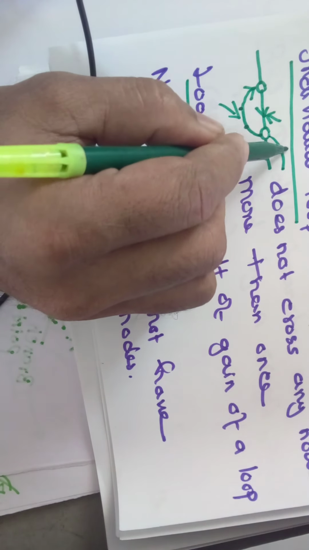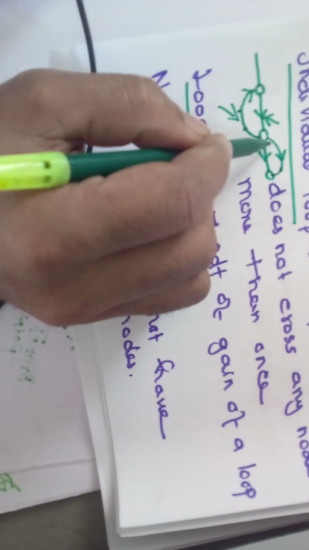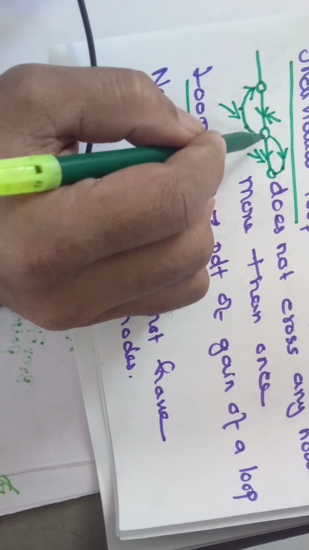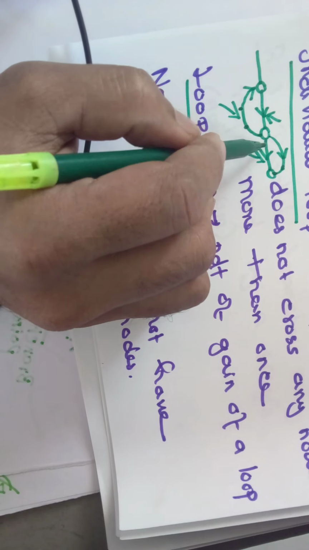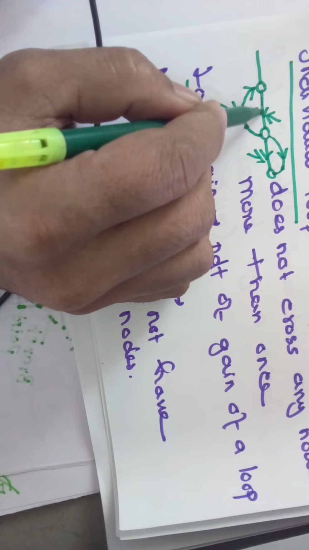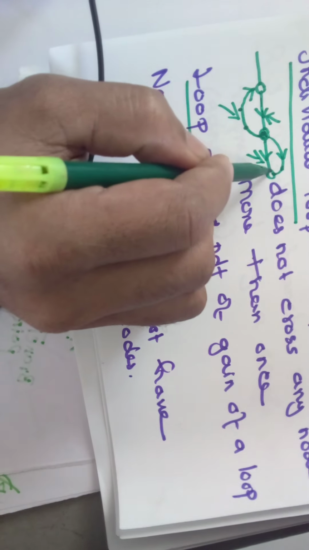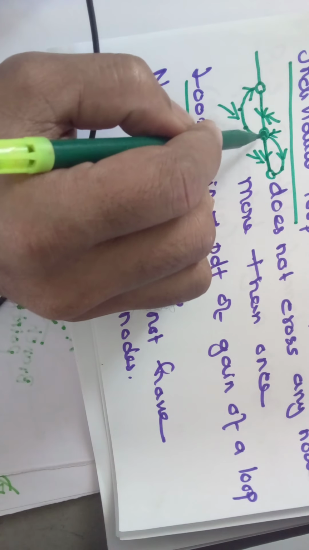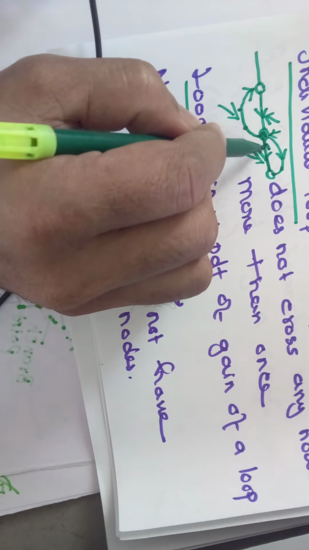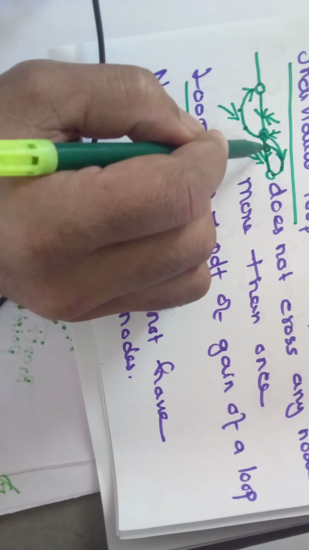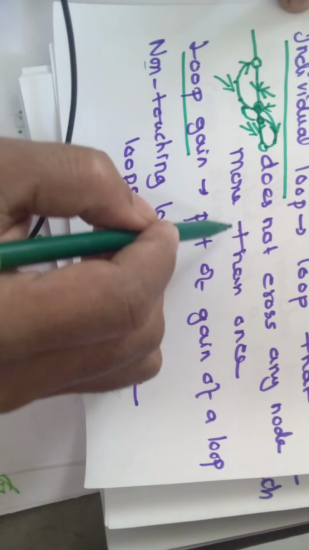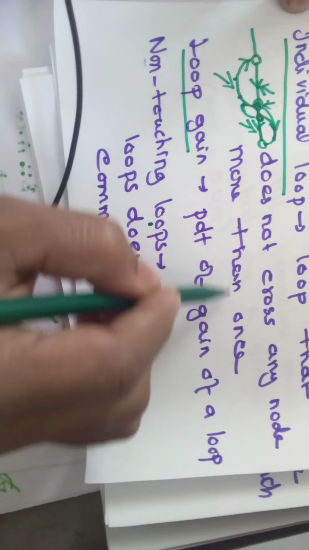Here there may be another loop, right, like this. So this one is also a non-touching loop because these two loops are not touching each other. This is called a non-touching loop. See here, this loop touches this point, and this one is also touching at this point. So in between there is a signal flow. For example, if another node is there, then these two loops are called non-touching loops, because the loop should not cross any node more than once.